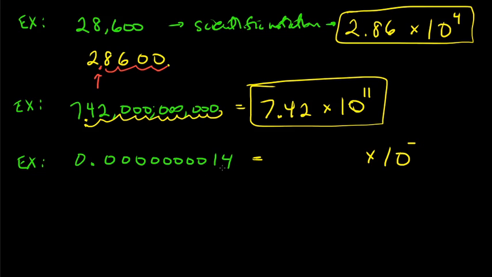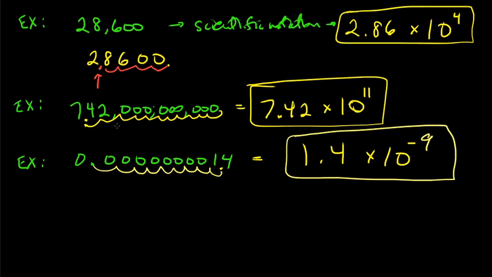Well, we want the decimal to be right after the 1, right? So 1.4, make that a little bit bigger here. 1.4 times 10 to what power, right? So we move the decimal 1, 2, 3, 4, 5, 6, 7, 8, 9 places. So 1.4 times 10 to the negative 9.